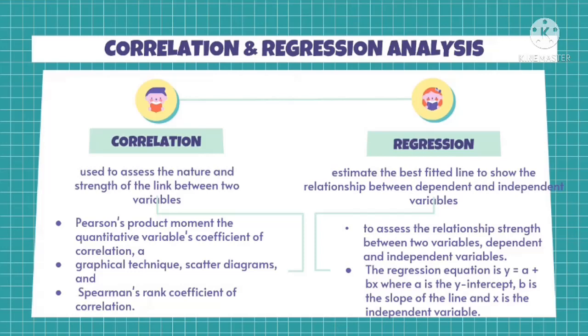Regression analysis is to estimate the best fit line to show the relationship between dependent and independent variable. It can be utilized to assess the relationship strength between two variables. The regression equation is y equal to a plus bx, where a is the y-intercept, b is the slope of the line, and x is the independent variable.